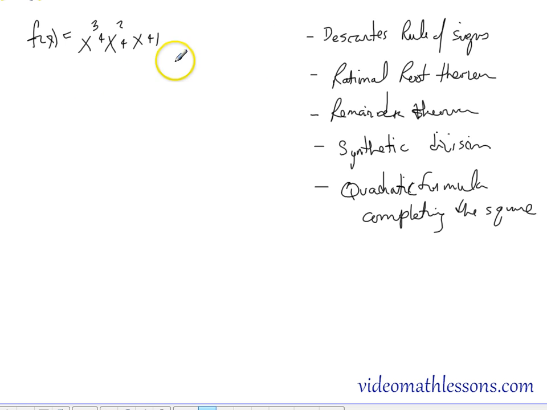Descartes' rule of signs says, look at the function f of x, and if there's a sign change, that's a possible positive root. So let's take a look at sign changes. We start off here. This is positive always, if it's not listed. So what we got here is there are no sign changes. So I know flat out there are no positive roots.